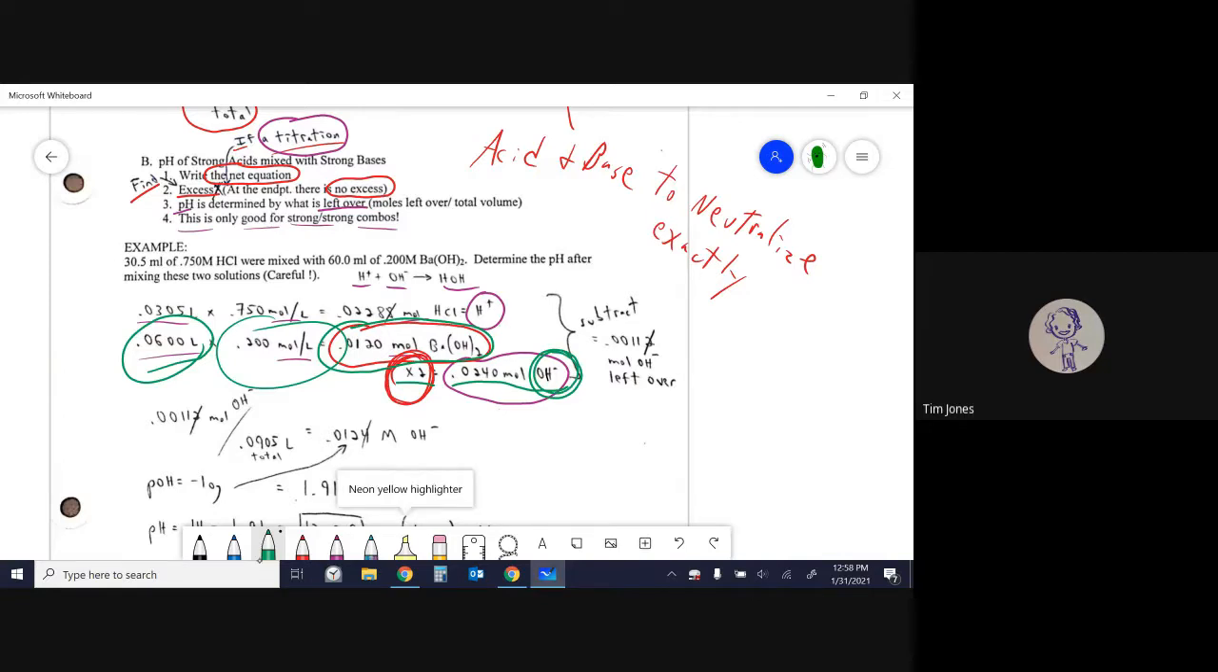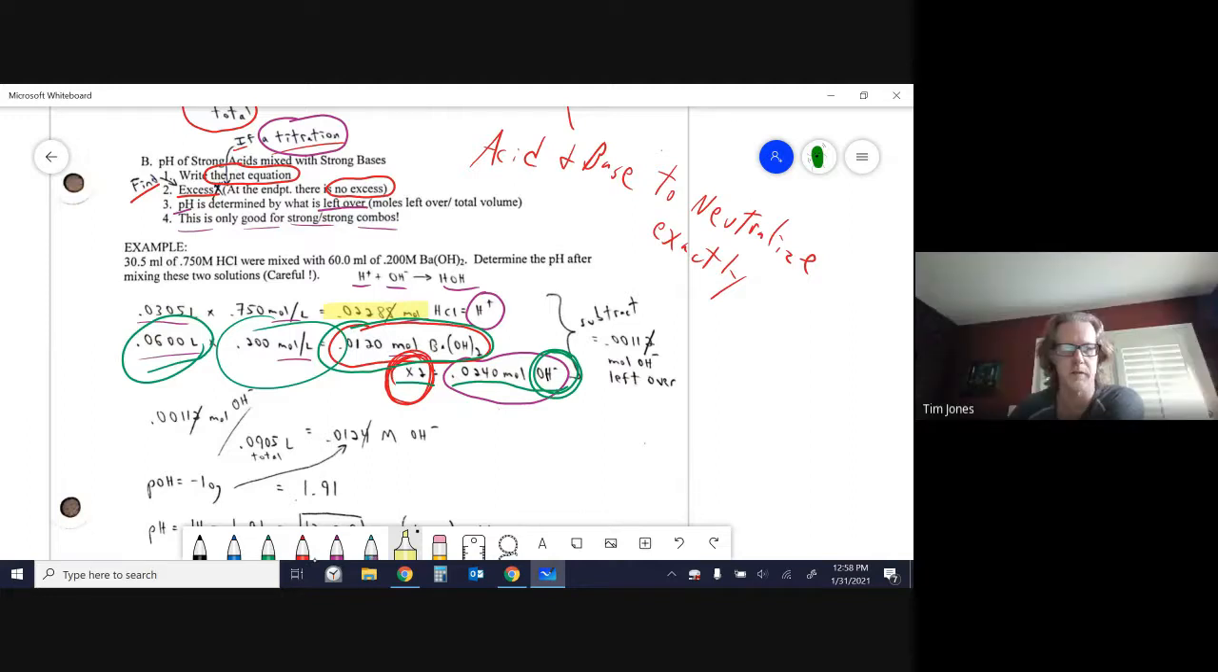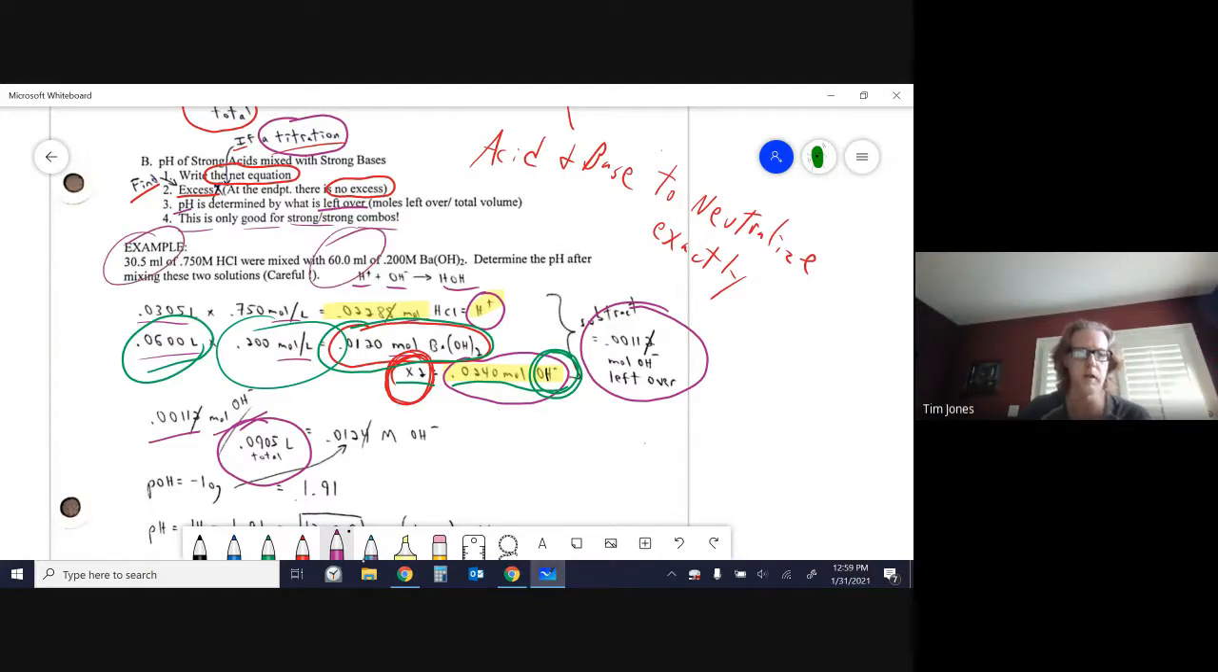You subtract the 2. So what you're going to do is subtract, things have gotten a little messy here, so I'll highlight it. You subtract this moles of H plus from the moles of hydroxide, and that gives you that many moles of hydroxide left over. You take it, like I have here, and divide by the new volume. The new volume is a combination of the 2 before, the 30.5 and the 60 turned into liters. That gives you the molarity of the hydroxide.